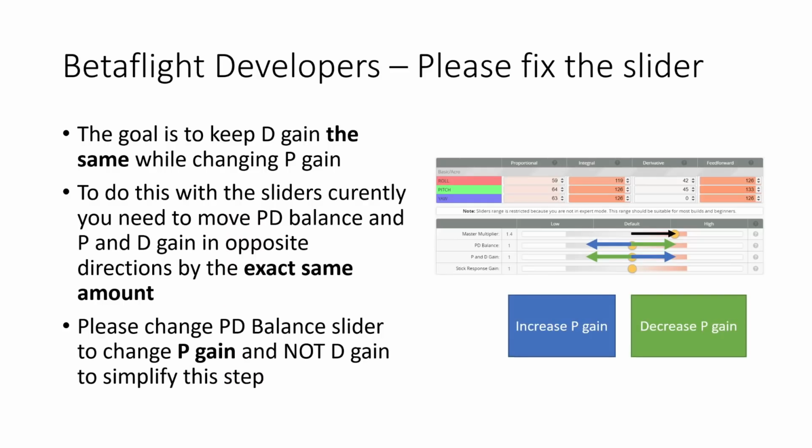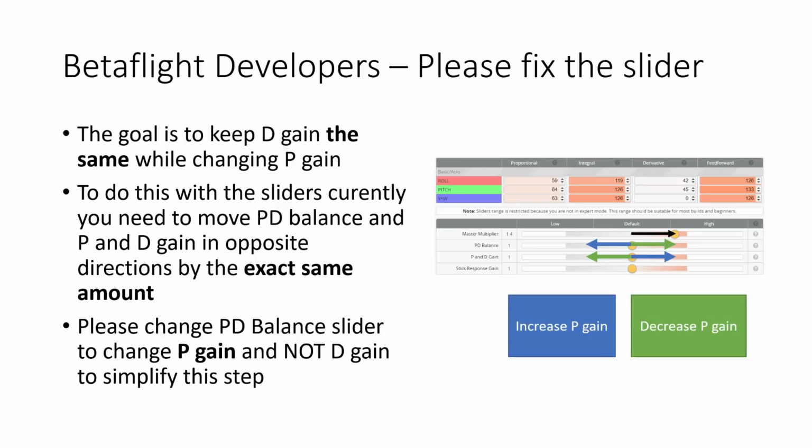I'm going to use this platform to make a request of the Betaflight developers now. I know Mark Spat, UAV Tech, has made the same request. Please change the way the PD balance slider in Betaflight works. The goal with the tune is to keep D-gain the same, because you've found your maximum D-gain by now, and just change your P-gain to get a critically damped response. To do this with the sliders currently, you need to move the PD balance and P and D gain in opposite directions by the exact same amount.